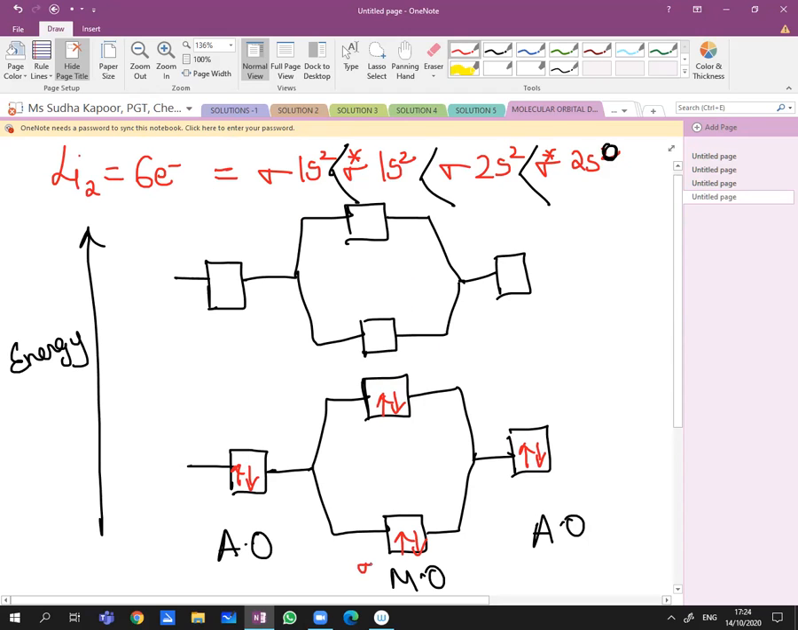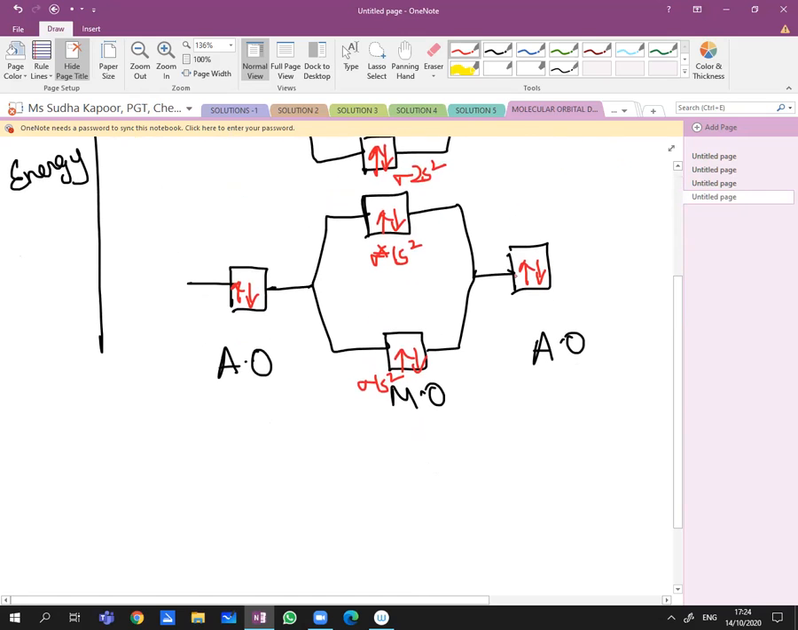Now we will also write the configuration: sigma 1s2, sigma antibonding 1s2, sigma 2s2, sigma antibonding 2s, but since there is no electron, we will write the power as 0. Now sigma 2s2 has 2 electrons, so we will distribute them equally, 1 electron on both sides. After writing the configuration and drawing the diagram, we will calculate whether the molecule is stable or not. The number of bonding electrons is greater than the number of antibonding: 4 are bonding and 2 are antibonding. So the lithium molecule Li2 is the stable case.